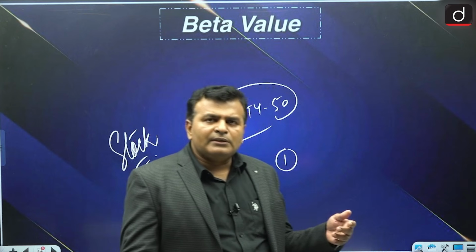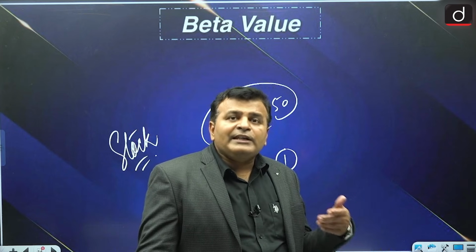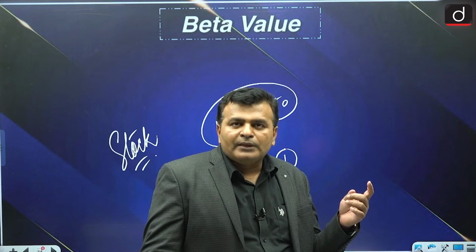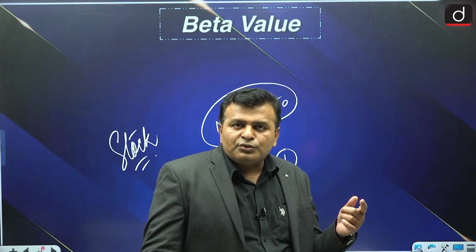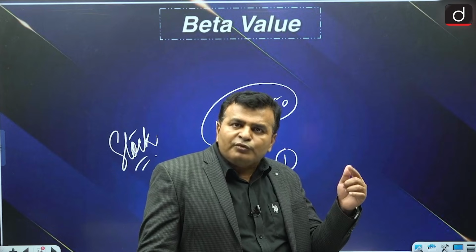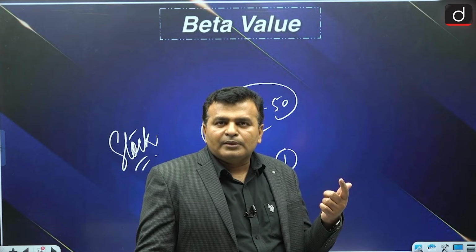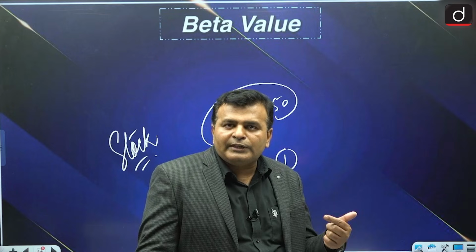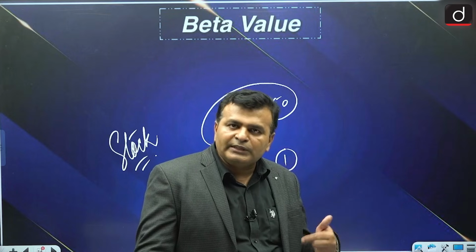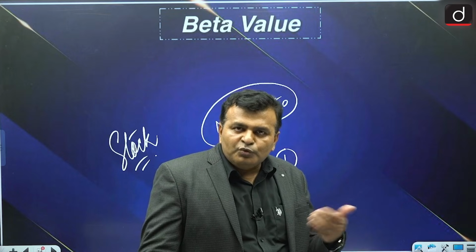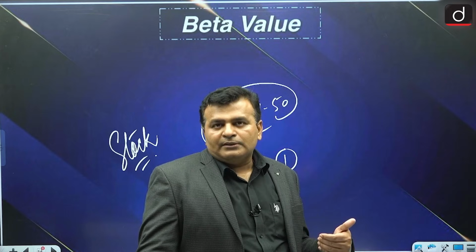It is a possibility that the beta value of a company or the stock may even be negative. It happens in those situations where the index is moving upward in direction, but the share price of that company is moving downward in direction. So it is moving in an opposite direction.